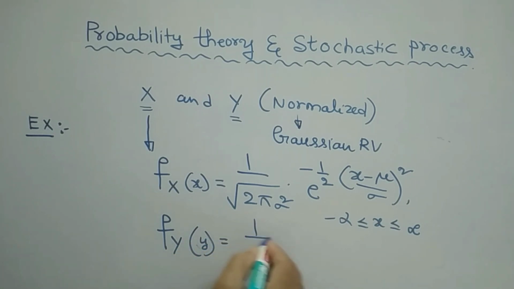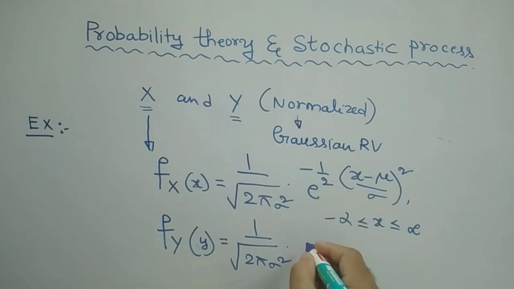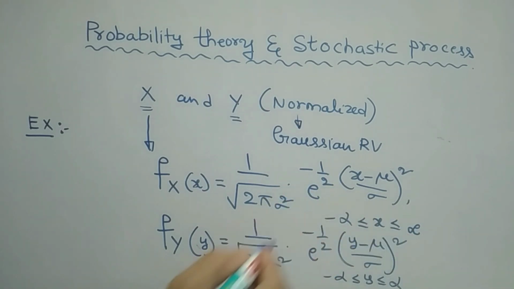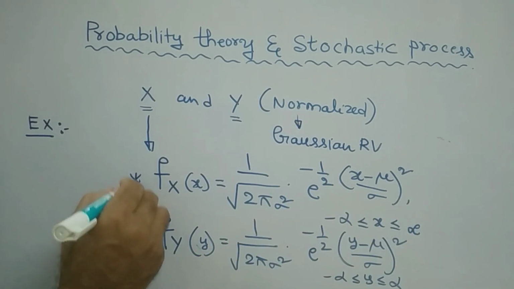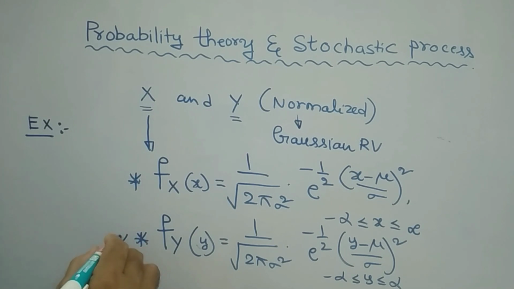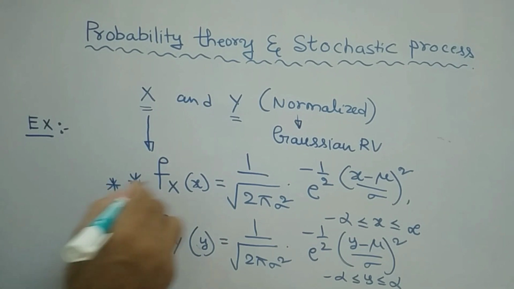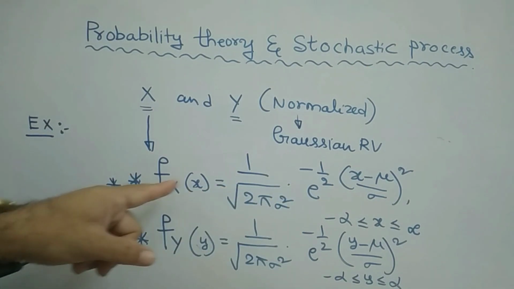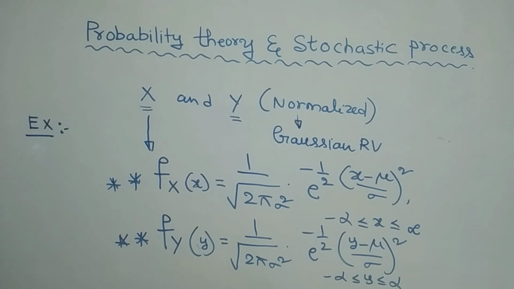to 1 by square root of 2 pi sigma square into e power minus half of ((y minus mu) by sigma) whole square, where minus infinity is less than or equal to small y is less than plus infinity. That's it. These are the PDF forms. We must remember these two because it is a very important model question. So this is the form of the PDF for a normal random variable.